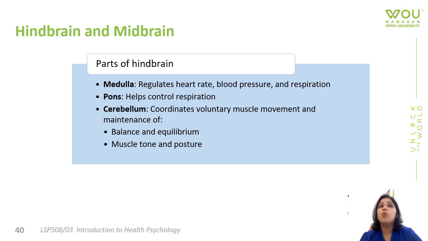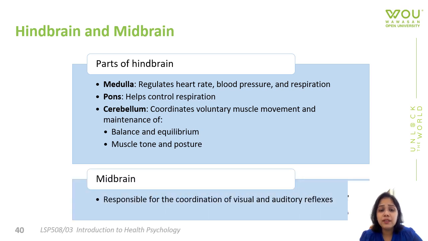So, for example, when walking down the street and suddenly there is a crack in the street, our body would tend to sway a little when our feet get into the crack, but somehow we are able to balance back and stand in a proper position again. So why does this occur? It is because of the cerebellum. The cerebellum helps to balance our body movement. And then the midbrain is responsible for coordination of visual and auditory reflexes.